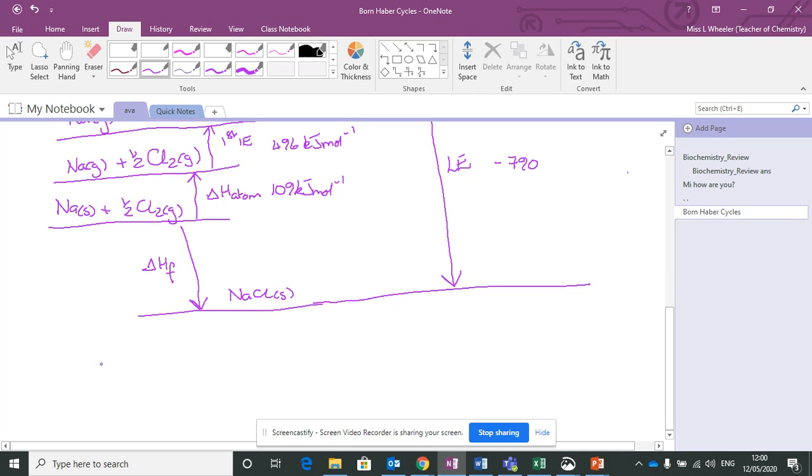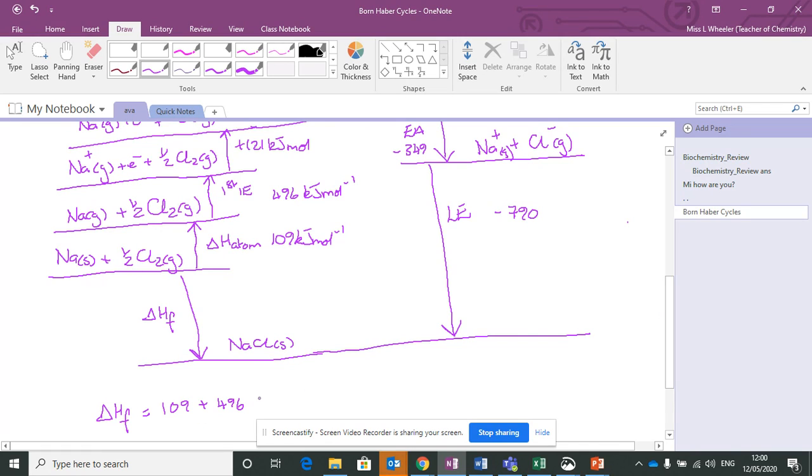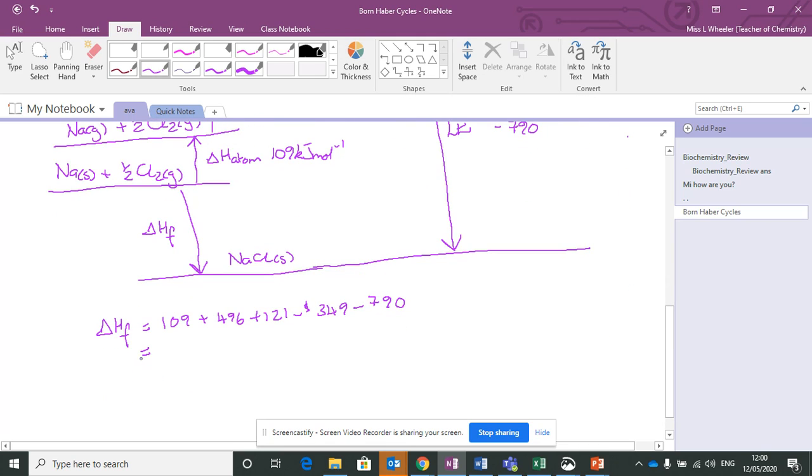So to calculate my enthalpy of formation, I'm just going to add together all my values. So 109 plus 496 plus 121, and then minus 349 minus 790, and this is going to give me my overall enthalpy change for my reaction and my enthalpy of formation of sodium chloride.